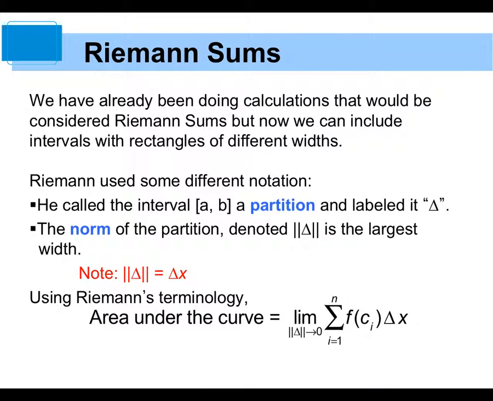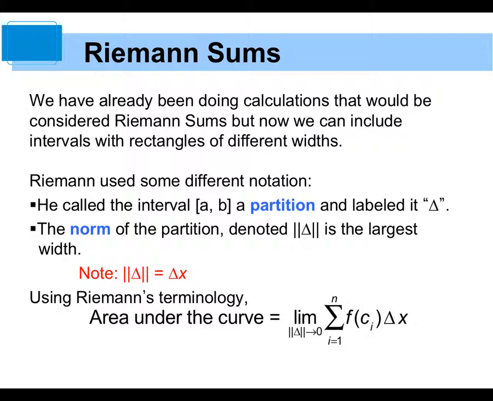So Riemann talked about this thing called a partition. And the partition, and also the norm, is the largest width of the rectangle. So think about it this way. I've got a bunch of rectangles. Let's say I've got 5 rectangles, and I'm going to take the width of those rectangles and shrink it down to 0. So delta x is going to go down to 0.